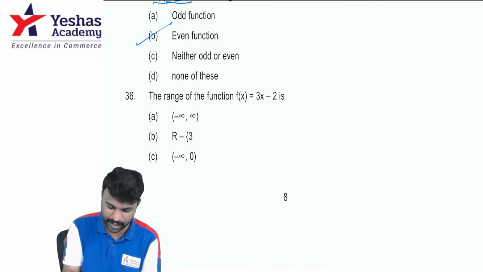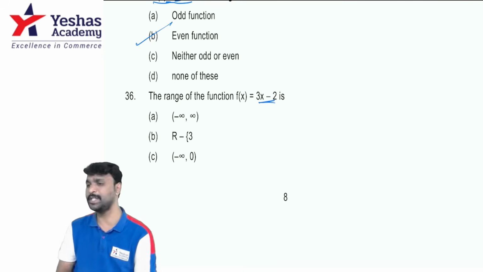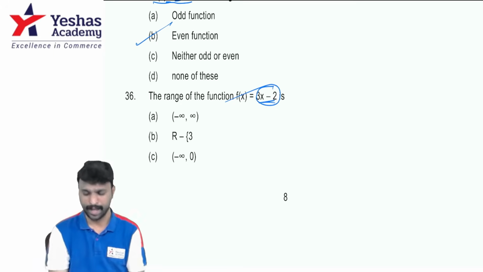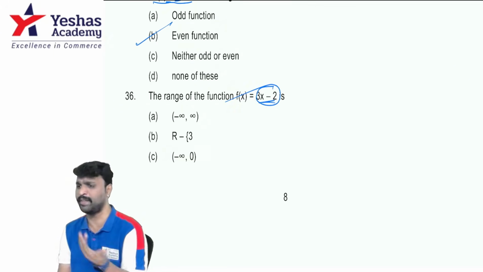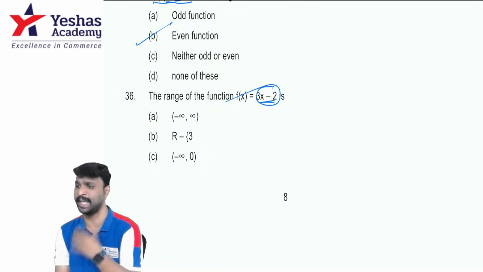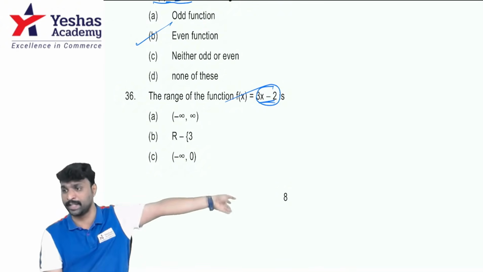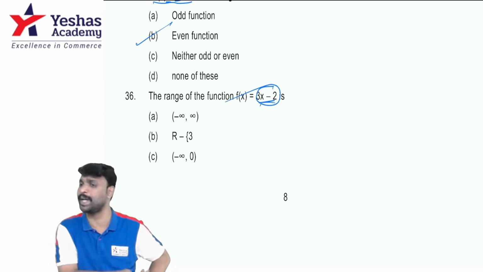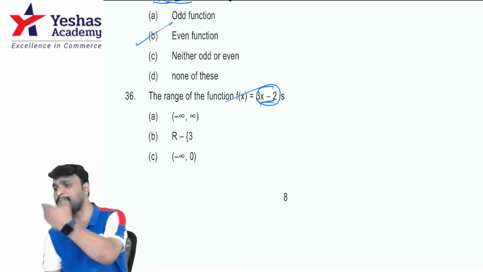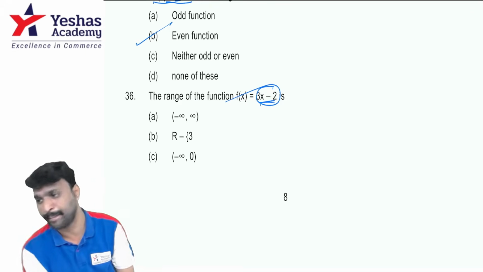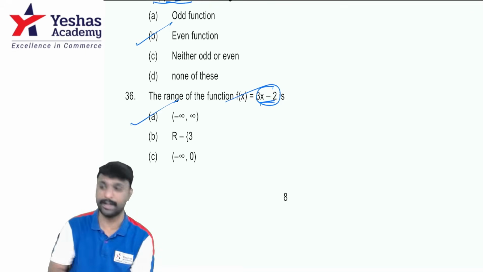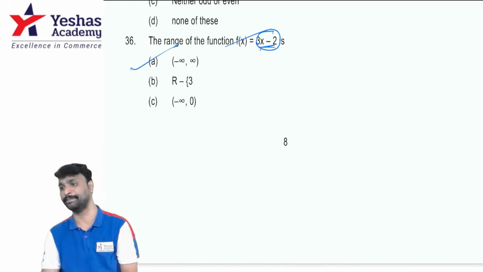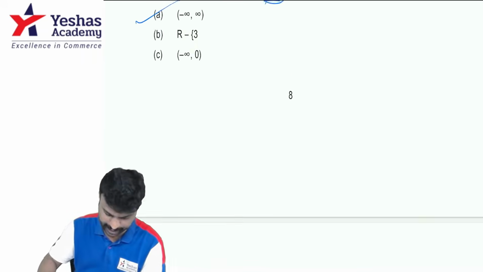The range of the function f of x is equal to 3x minus 2. Guys, the range of the function means the value of f of x, that means the result of 3x minus 2. Depending upon the value of x, if they don't specify the values of x, x can take any real number, that means from minus infinity to plus infinity. If x becomes minus infinity, the function also becomes minus infinity. If x becomes plus infinity, the function also becomes plus infinity. That means to say the range of the function is minus infinity to plus infinity. You understood? Clearer? Moving on to the next question.